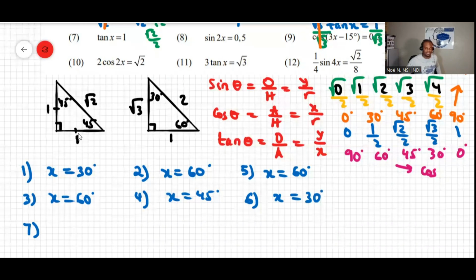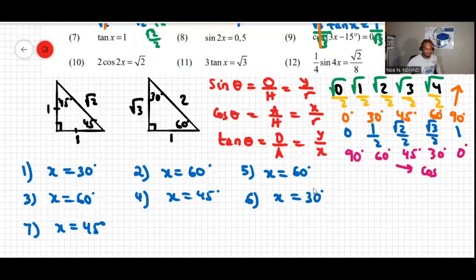Now, let's see. Even if I said this is the opposite side and that's adjacent, the angle will be 45 degrees still, because it's opposite 1 and this is adjacent to 1. Even if I consider this other angle, opposite this angle is 1, adjacent to the angle is 1. So x here will be 45 degrees.